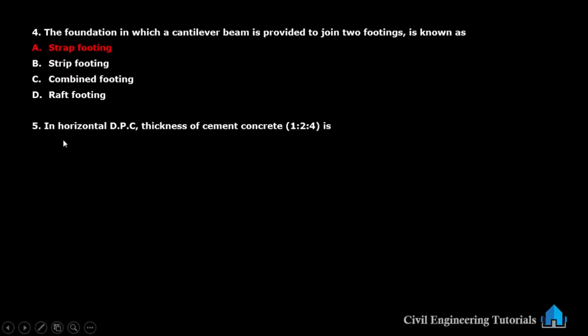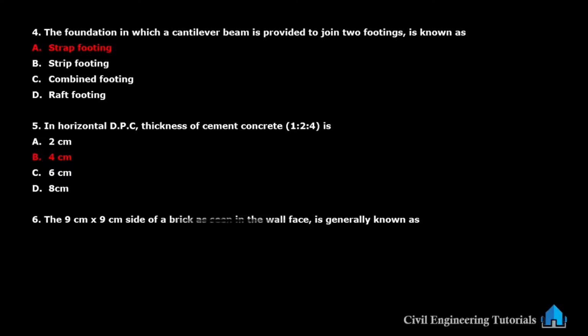Now, in horizontal DPC, thickness of cement concrete 1:2:4 is option A, 2 cm, option B, 4 cm, option C, 6 cm and option D, 8 cm. In horizontal DPC, thickness of cement concrete 1:2:4 is 4 cm. Option B, 4 cm.